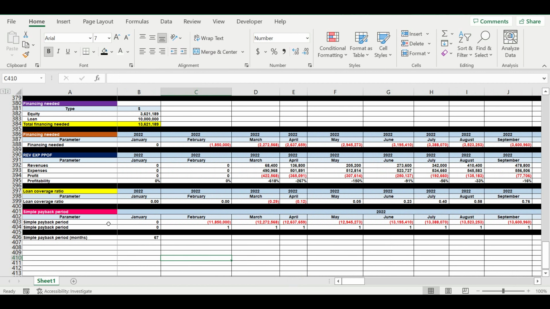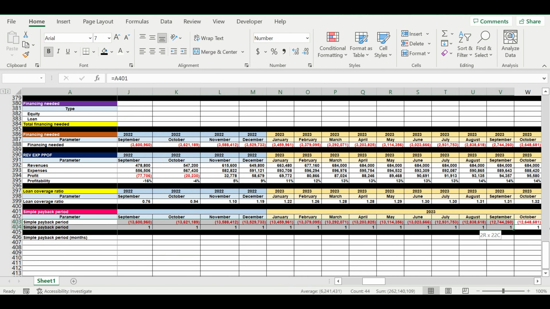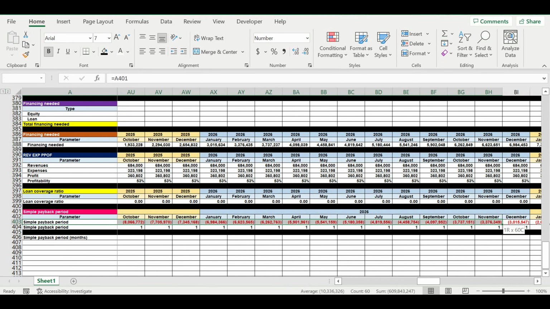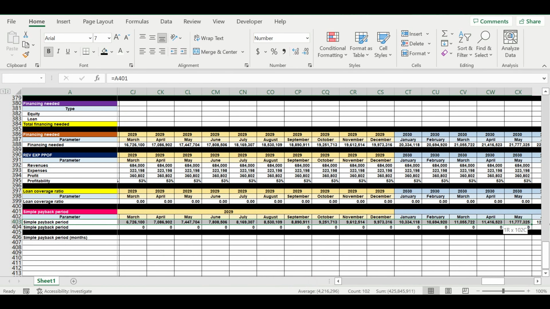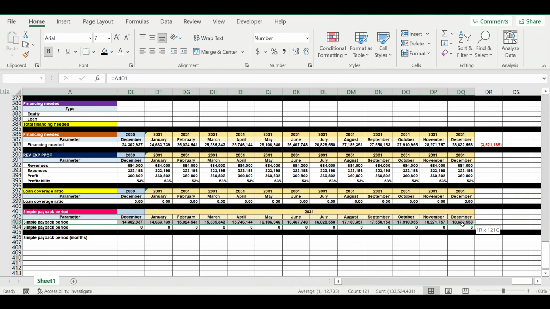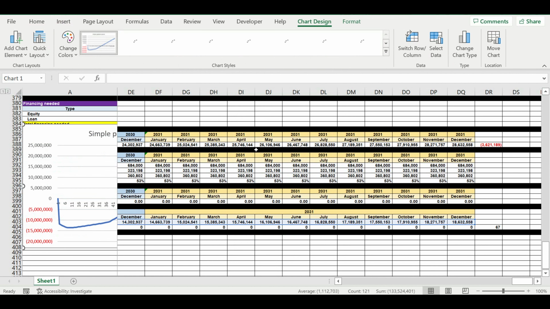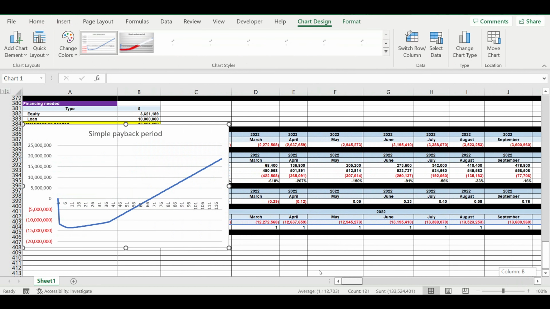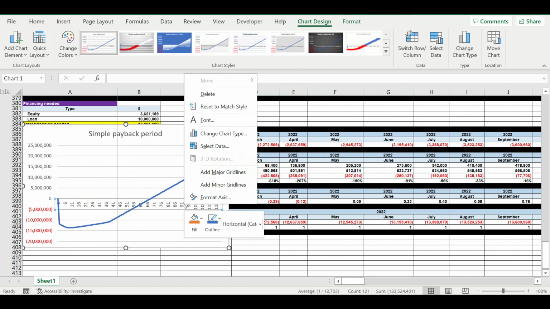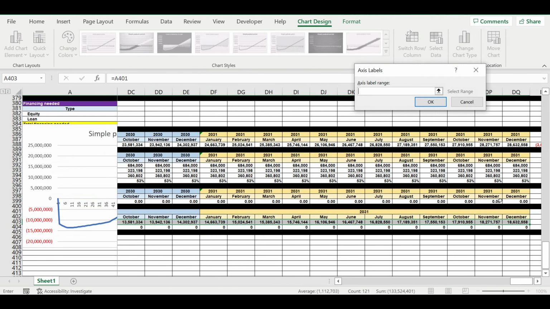So we are taking this line for the diagram, the simple payback period diagram. Then we press insert. So this will be a very simple diagram. Then for that axis, we select data, edit, and here we will add these two lines.